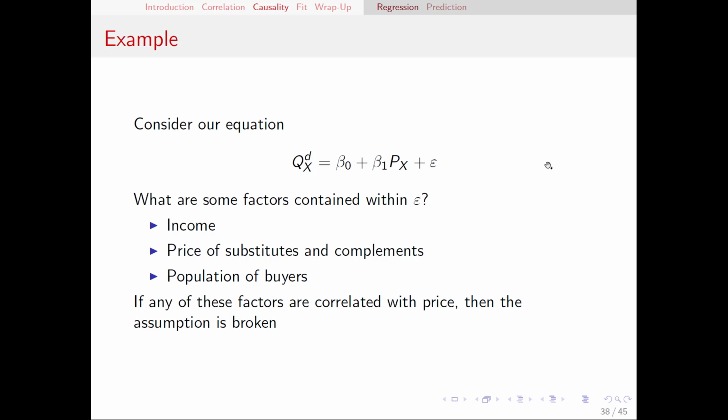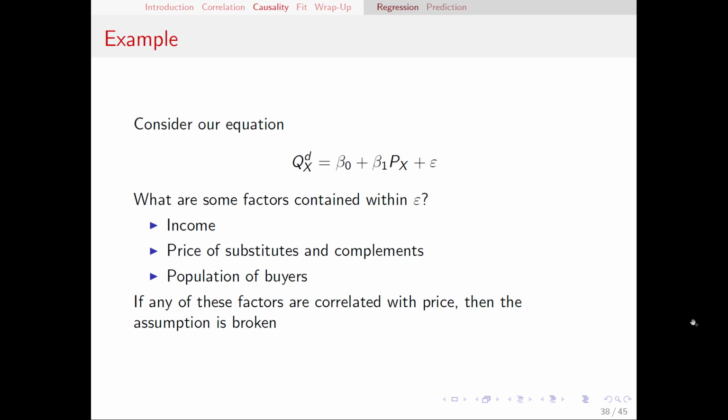So if the price of x is, for example, correlated with the prices of its substitutes and complements, then our assumption is broken. And I think that in a lot of cases, that's probably true. They probably are correlated. Prices of goods tend to be correlated with each other. Price also might be correlated with income. In higher income places, prices tend to be higher. You can see that in this simple equation, we can make a clear argument that there is endogeneity here.